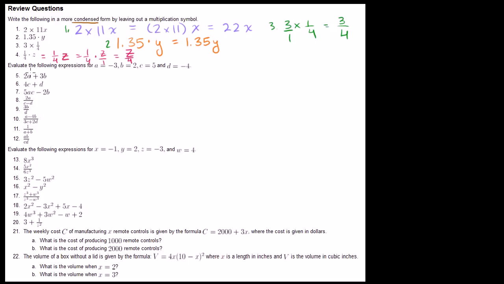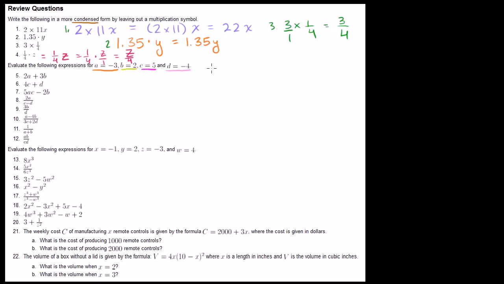Now, what do they want us to do down here? Evaluate the following expressions for a is equal to 3, b is equal to 2, c is equal to 5, and d is equal to negative 4. So we just substitute. Every time we see an a, we're going to put a 3 there. Every time we see a b, we'll put a positive 2 there. Every time we see a c, we'll put a 5 there. And every time we see a d, we'll put a negative 4 there. I'll do a couple of these, not all of them, just for the sake of time.